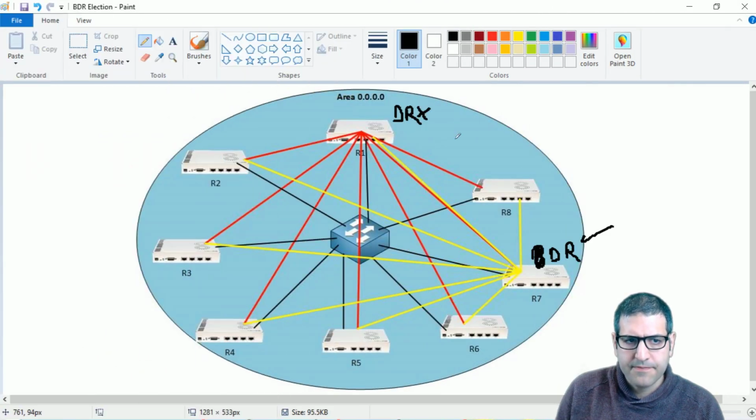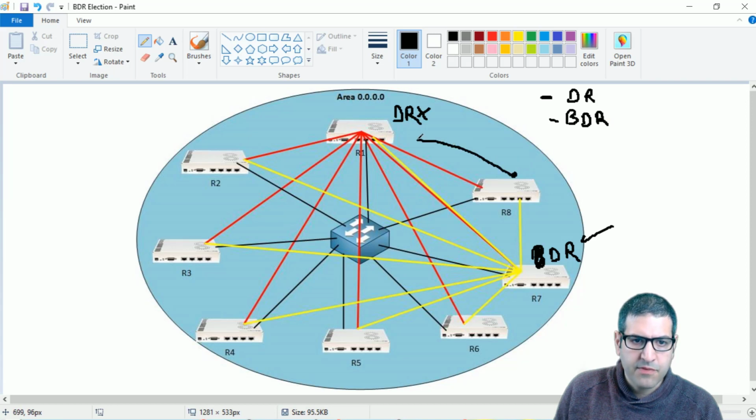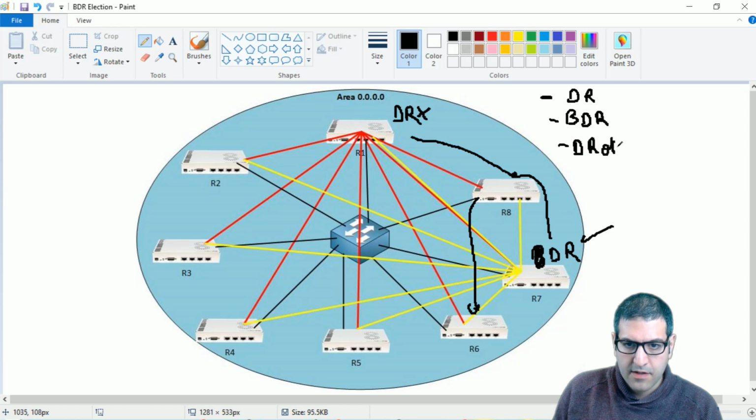Now, something to mention here. Number 1, neighborship is formed only between routers and the designated router, and between routers and the backup designated router. For example, router 8 will form neighborship with router 1 and with router 7. He will not form a neighborship with router 6, for example. In this case, router 8 and router 6 will be called DR other. They will stay in a two-way state with each other, while with the DR and BDR they will be in full state. We will see that when we do the lab.